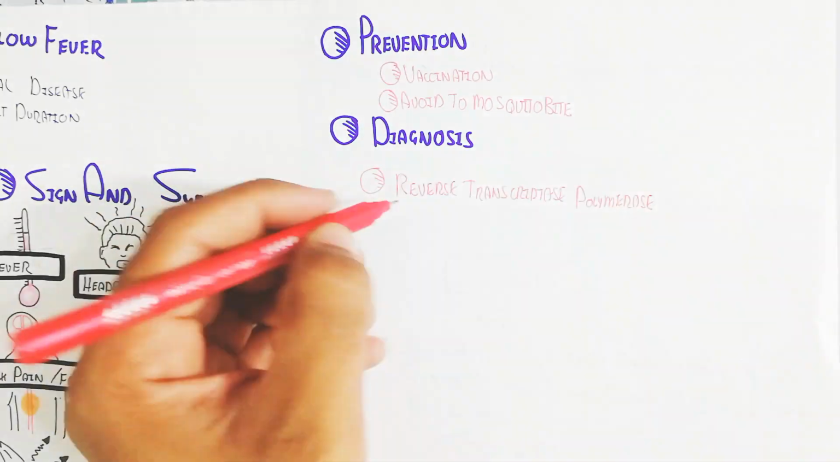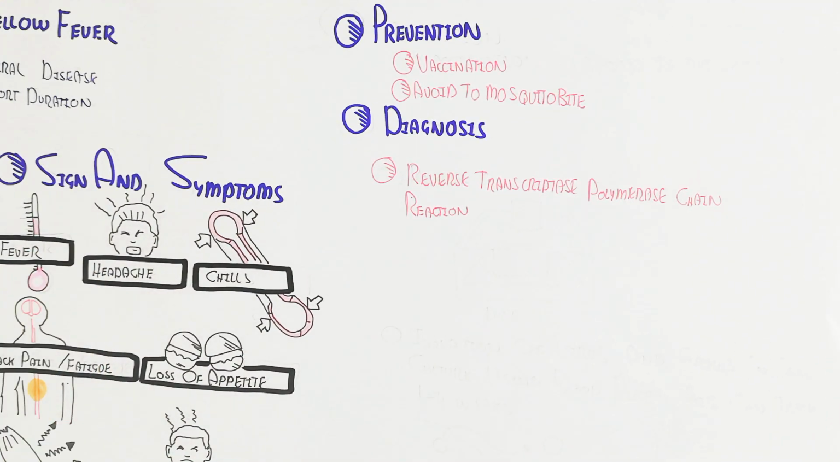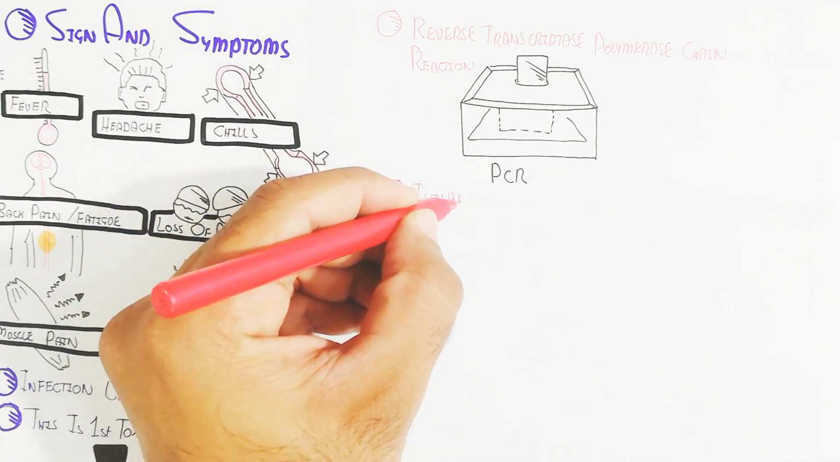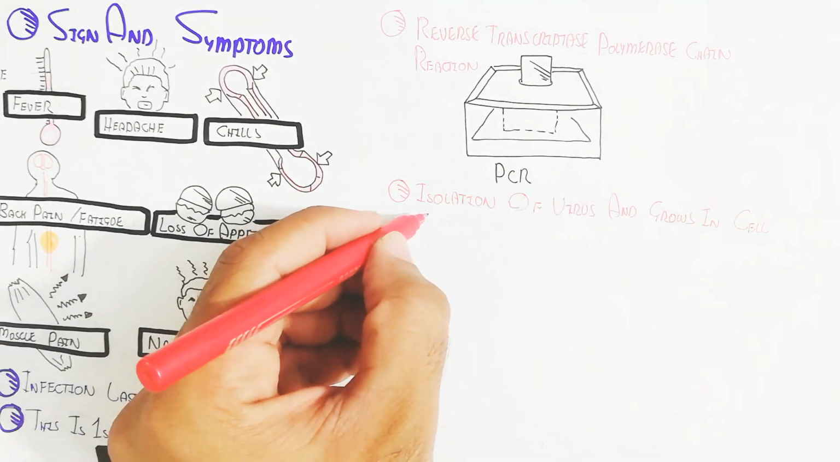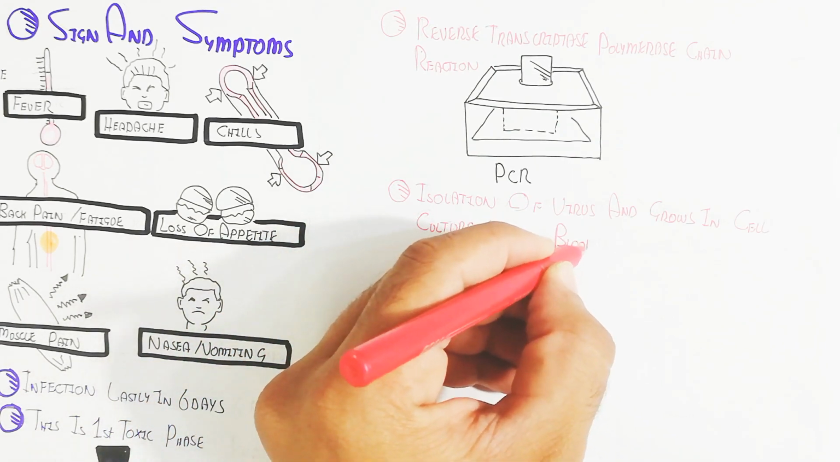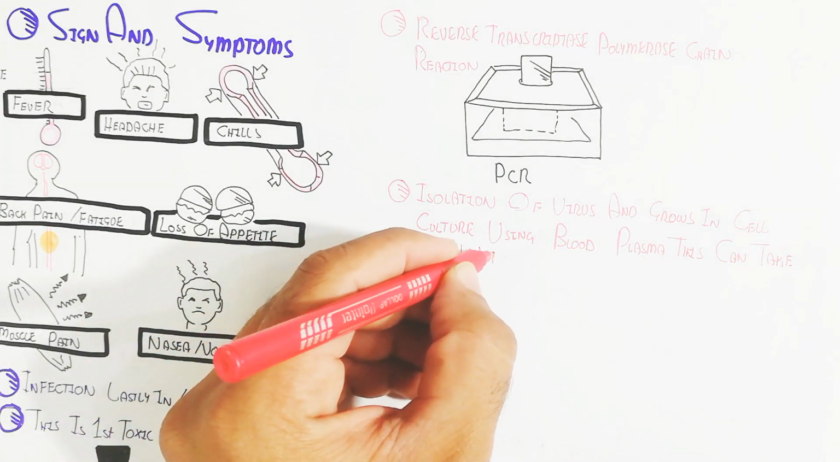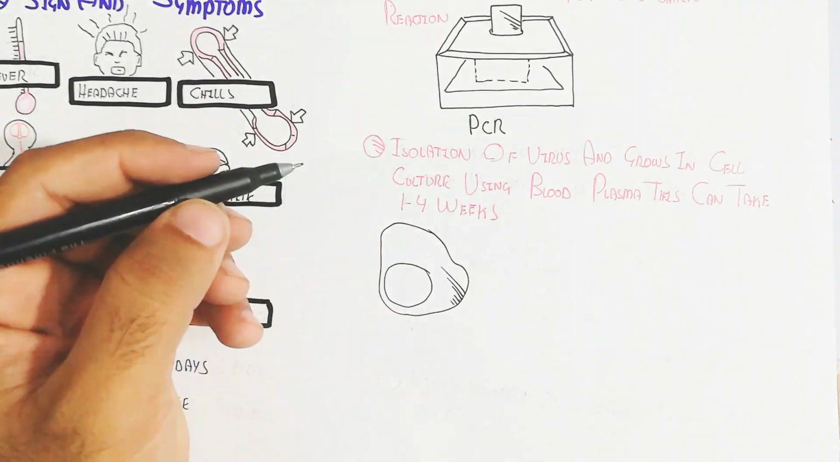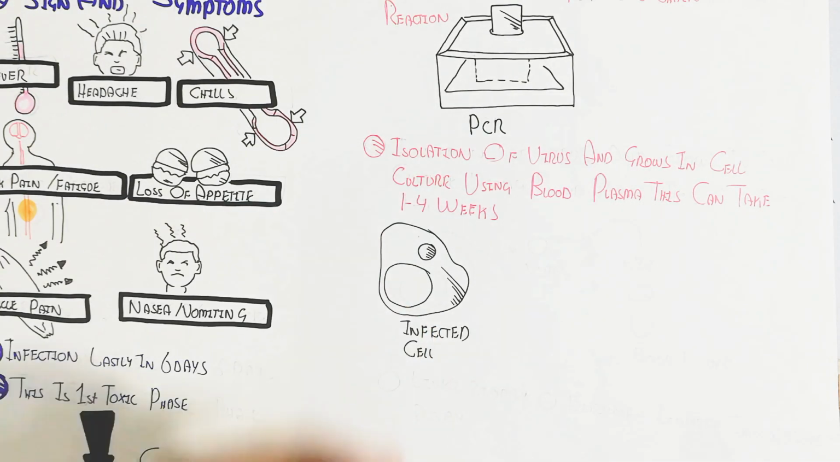Diagnosis means reverse transcriptase polymerase chain reaction, RT-PCR, which can diagnose it, like COVID-19, and also the isolation of the virus and its growth in cell culture using blood plasma. This can take 1 to 4 weeks. It is a long process, so that is why we are not using it. It is just for understanding, but it has no further use for diagnosis.